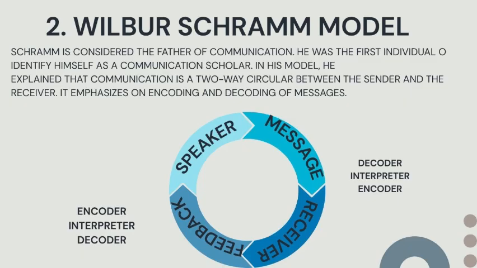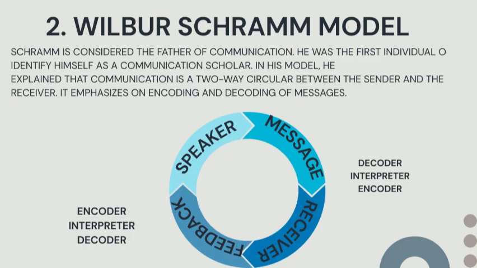Wilbur Schramm's model explains communication as a two-way process with feedback. It includes the sender, message, channel, and receiver, and highlights the importance of shared experiences, the field of experience, for better understanding. This model shows that both people take turns sending and receiving messages, making communication interactive and more realistic.